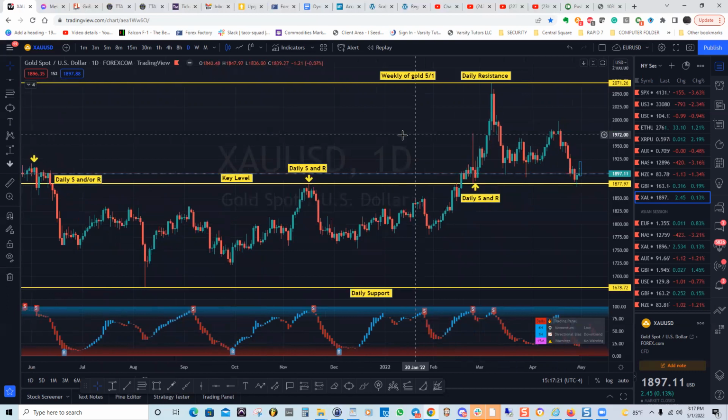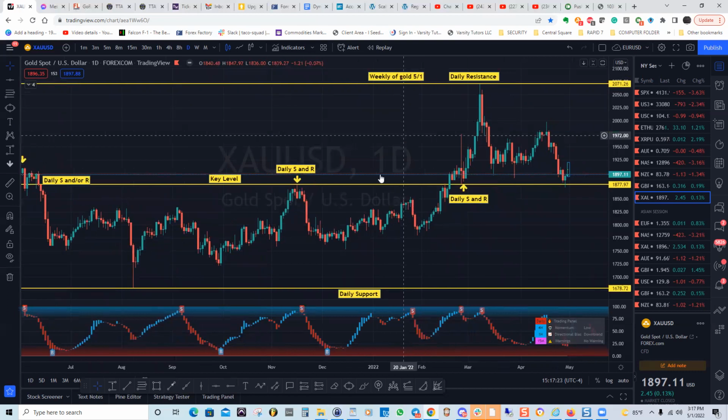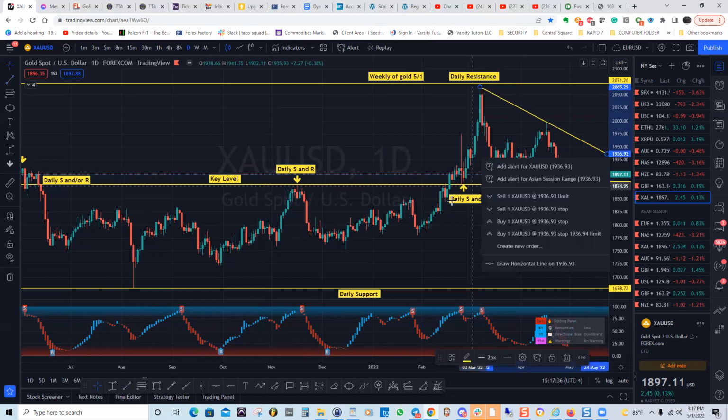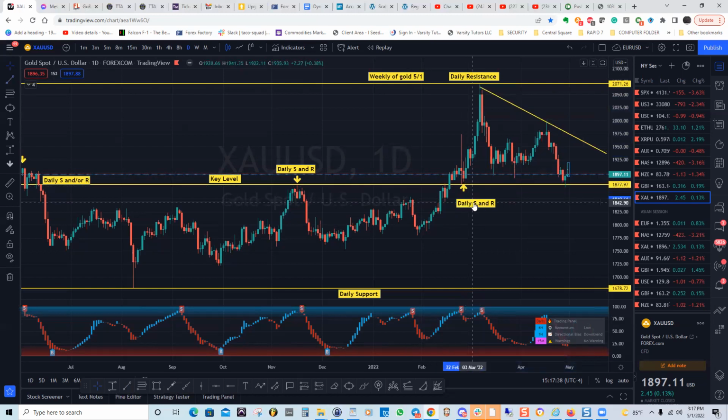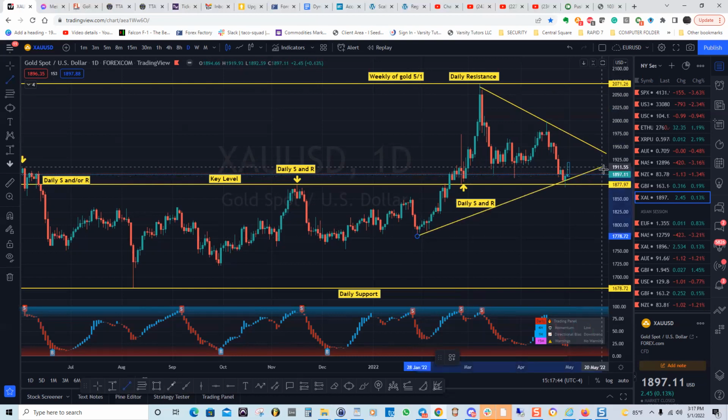Now what I can do is draw a trend line. I can draw a trend line from here to here, connecting two points right here, like that. Then I can come down here and draw another trend line, two points from here to here. See that? So now I have a little direction of what's happening.